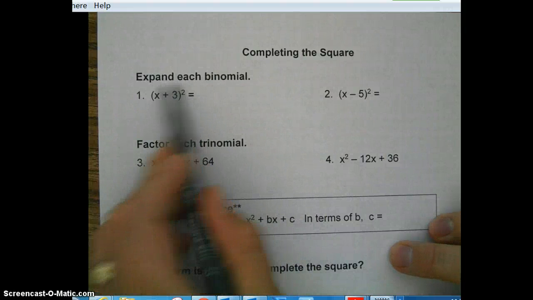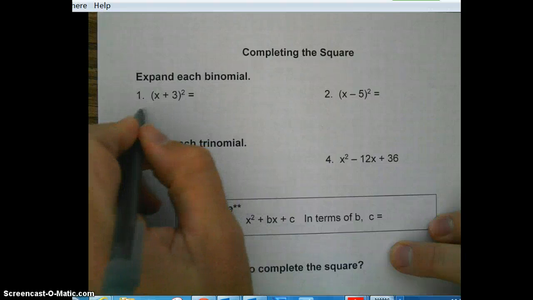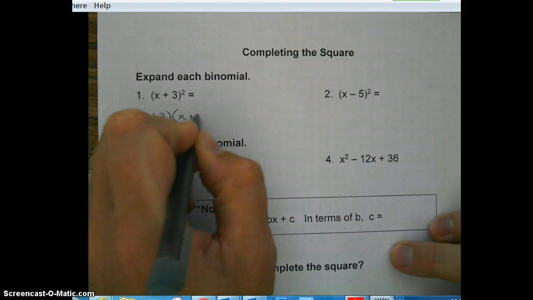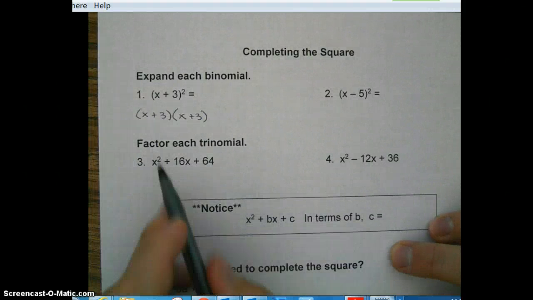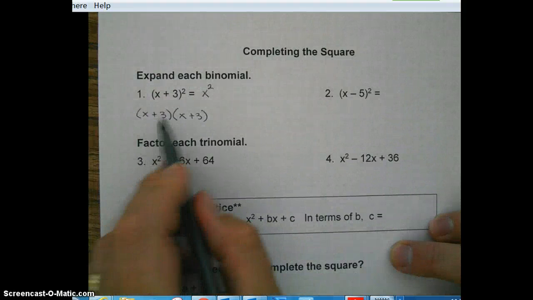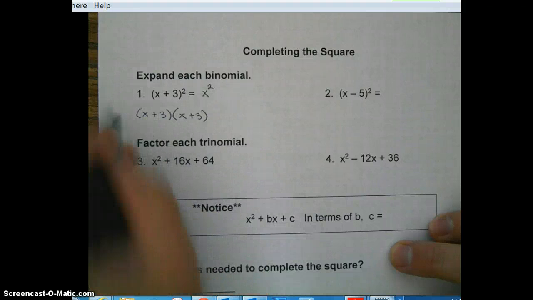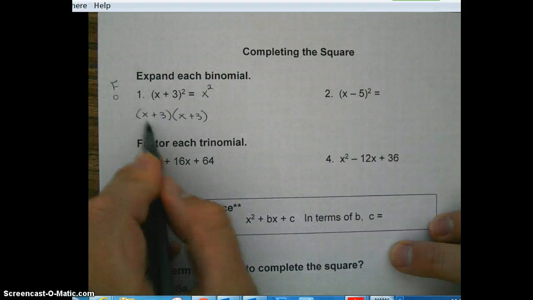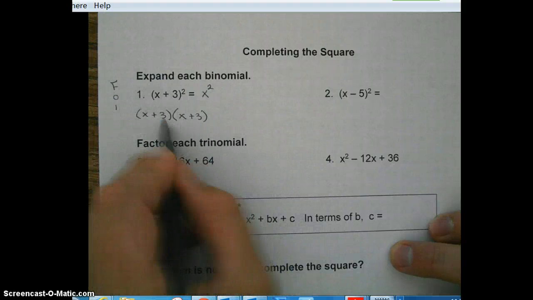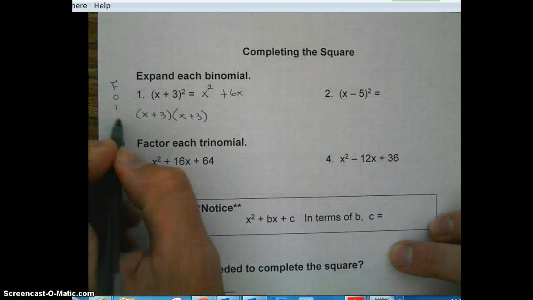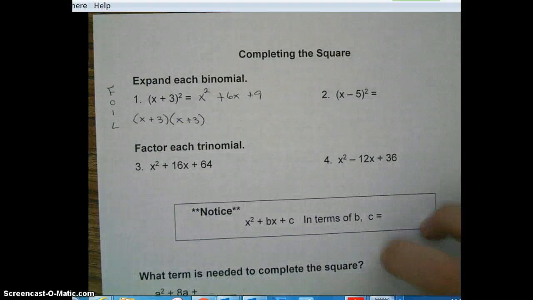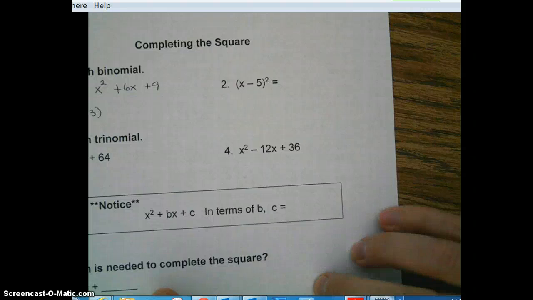Alright, it says expand each binomial. So first of all, we're going to expand this. It's x plus 3, squared. That means multiply it times itself. FOIL: first terms, x times x. Outer is 3x, inner is 3x, so 3x and 3x makes 6x, and last terms 3 times 3 is 9. Now yes, we've done this before, but this is just a quick review on how to do this.